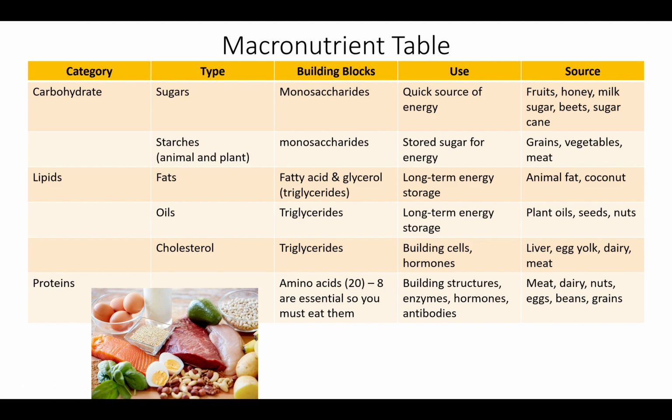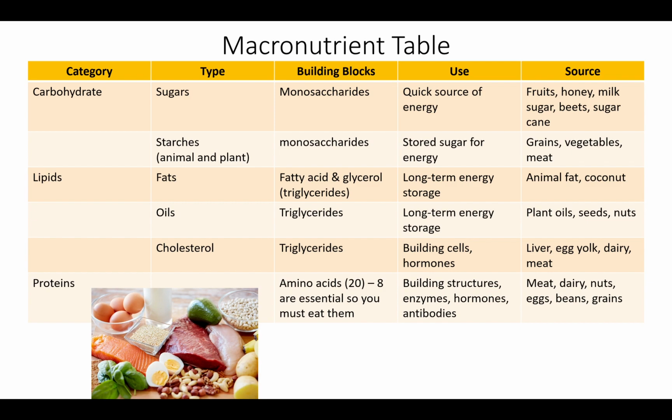Your plant proteins from beans and grains do not have all 20. They're missing some of those. So if you are a vegan and you only eat plant products, you have to be sure that you combine the plants in the correct way in order to get all 20 of those amino acids, or take pills. I guess you could do that too.